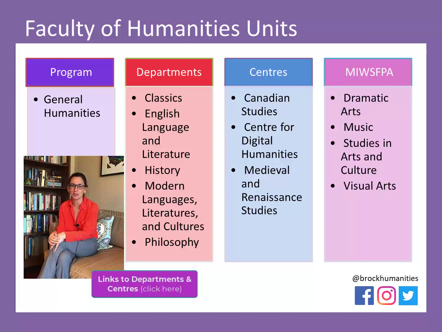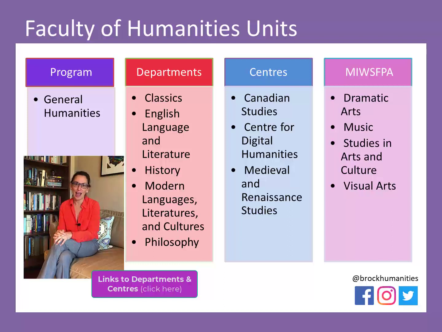We also have centers in the Faculty of Humanities, and centers are defined by their interdisciplinarity, right? You have the centers listed there. What we mean by that is that the courses and programs offered by those centers are housed in different departments. So you're looking at an idea, Canadian studies, medieval and Renaissance studies, digital humanities, studies of arts and culture. You're looking at those ideas from a number of different perspectives using a number of different methodologies. That's why we call those units centers rather than departments, because they're very interdisciplinary.